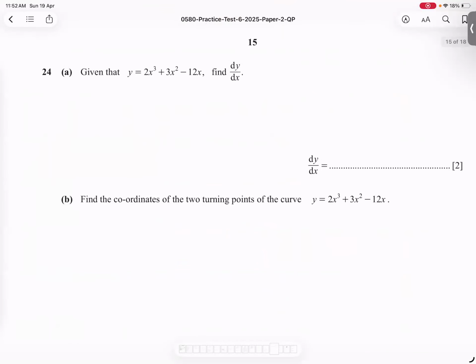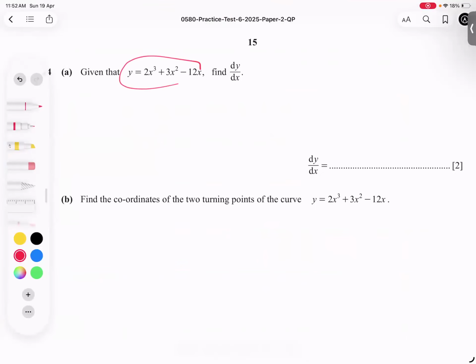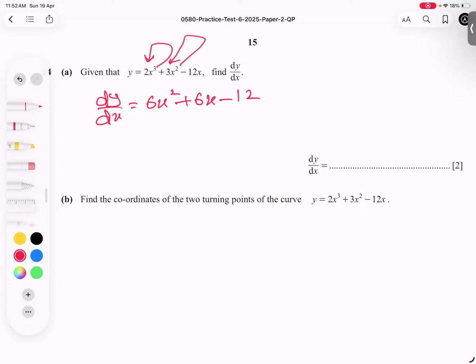Question number 24. 24 is asking differentiation. How can we differentiate dy over dx? Power 3 will come down and multiply, so 6, and power 1 less. 2 comes and multiplies, so 3 times 2 is 6, power 1 less. You don't write the 1, no problem. 12x becomes 12. This is the first part done. He is asking for the turning points and coordinates. So I will put the derivative equal to 0. I'm going to copy this whole thing, equals 0, because for turning points, we always put the derivative equal to 0.